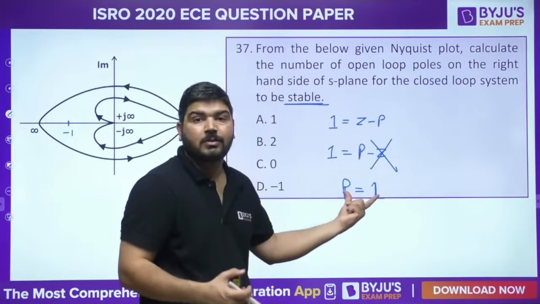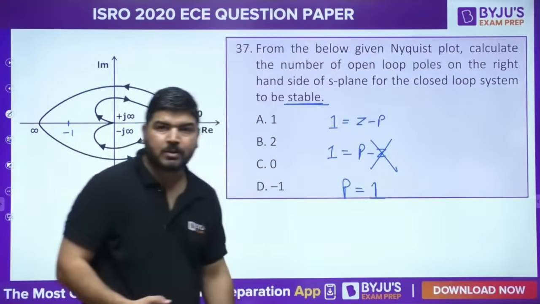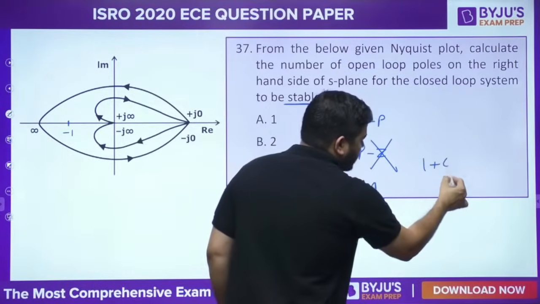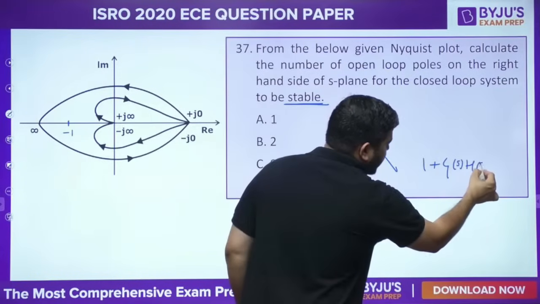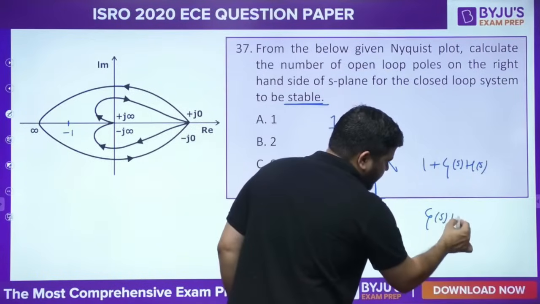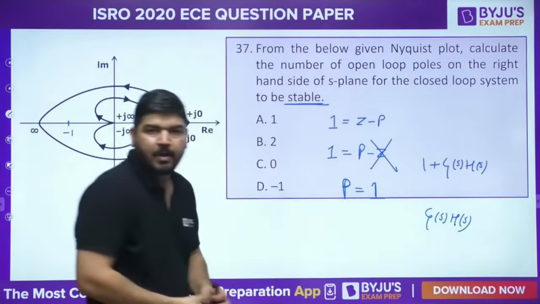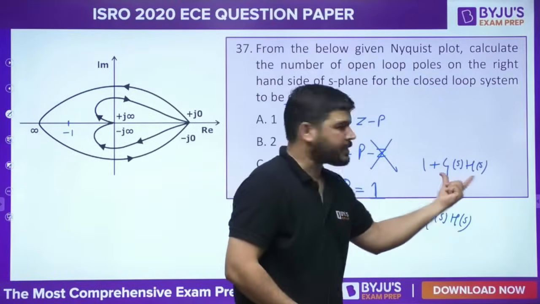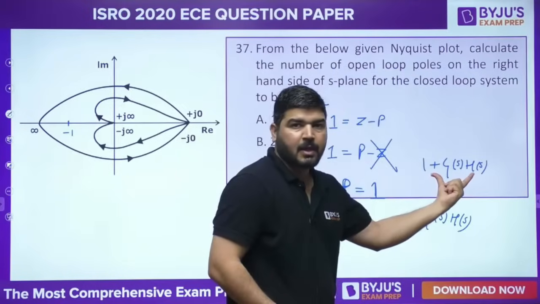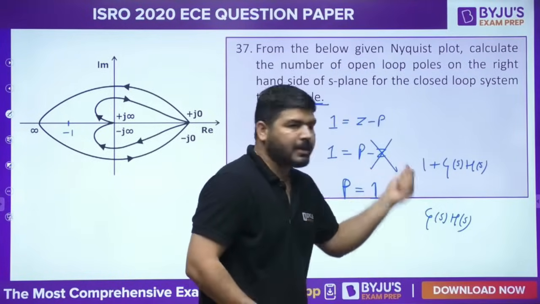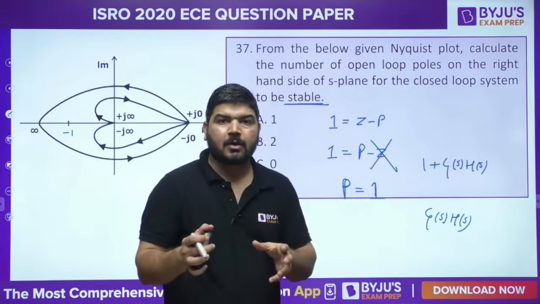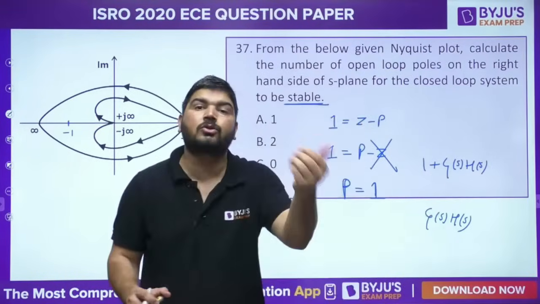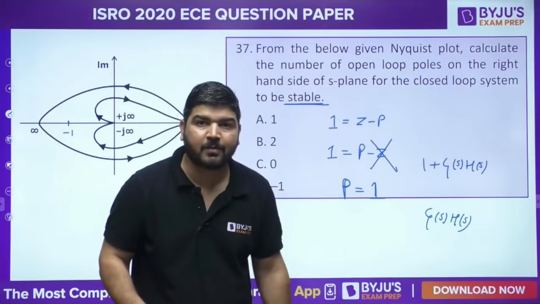P is the number of poles of G(s)H(s), the open loop poles. Remember, actually these are the poles of 1 plus G(s)H(s), but we know that the poles of G(s)H(s) and 1 plus G(s)H(s) are the same. And Z is the number of zeros of 1 plus G(s)H(s), and Z represents closed loop poles. These zeros of 1 plus G(s)H(s) represent the closed loop poles, if you know the Nyquist plot.